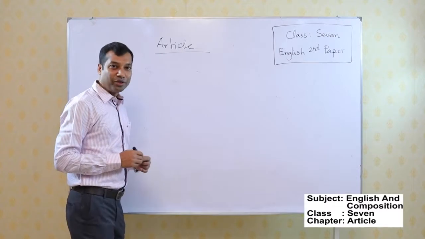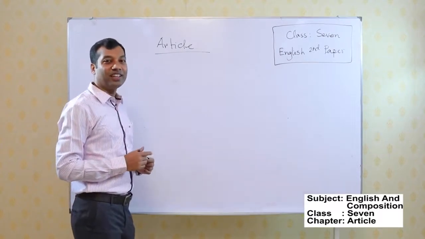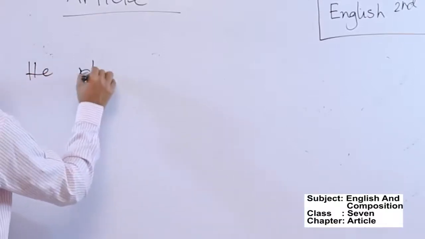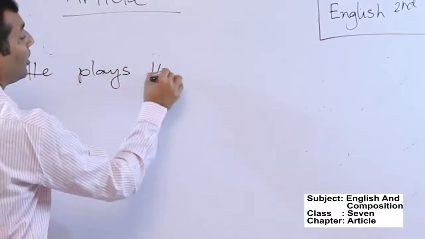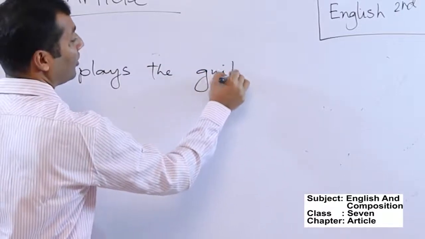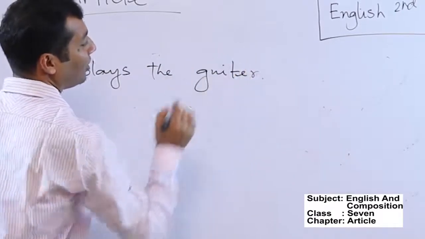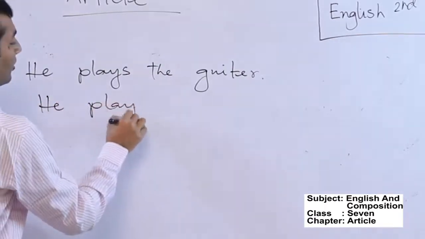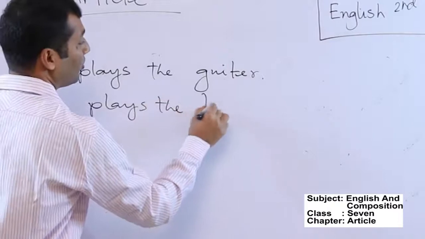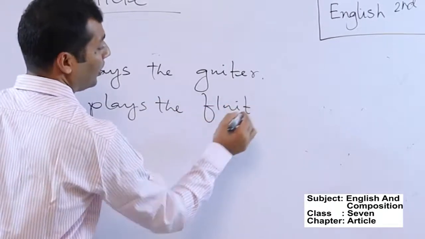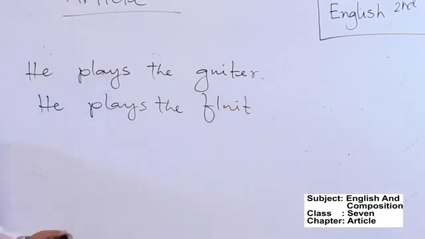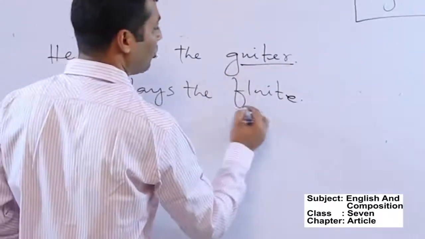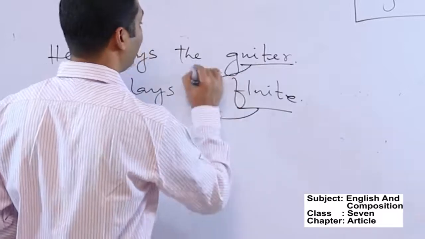Musical instruments always take the article the before them. For example, he plays the guitar. He plays the flute. So these are words for musical instruments, and you need to use the article the before them.